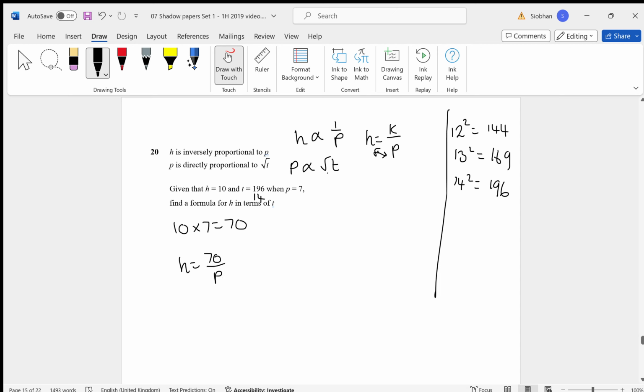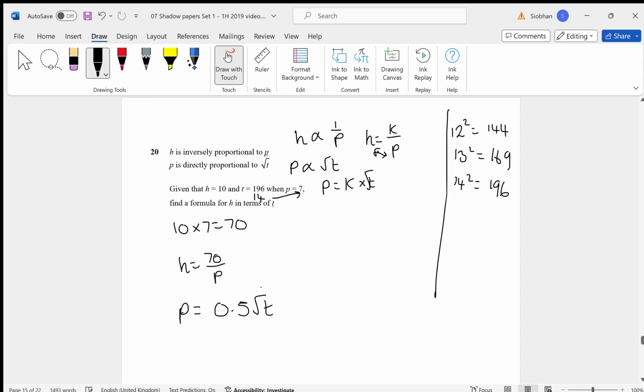Now let's do the direct proportion one. So the direct proportion is going to be P equals something times the square root of T. So this is, what do you times by root T to get P? So what do you times by 14 to get 7? Well, it's halving, isn't it? So you're having to times it by a half. So that must mean k equals a half. So let's use a decimal for this one. So P equals 0.5 of the square root of T.